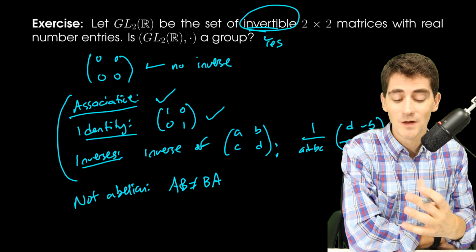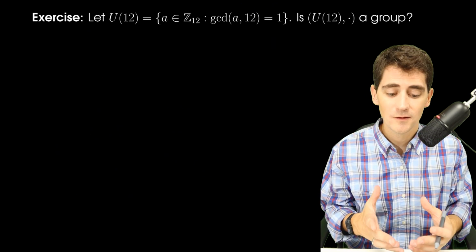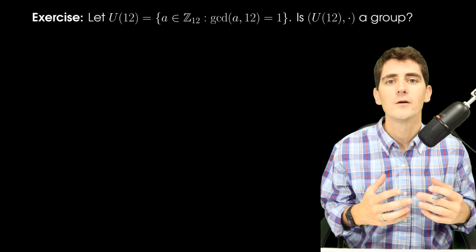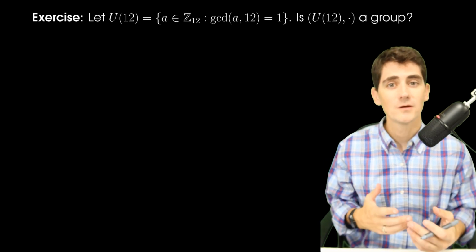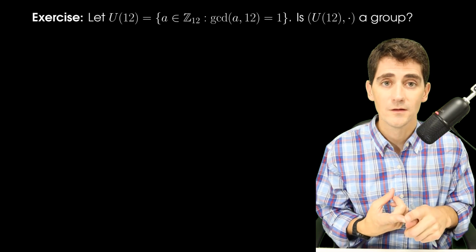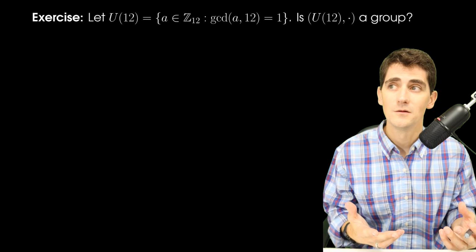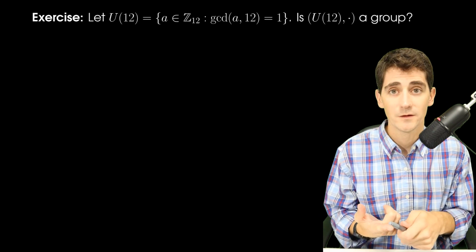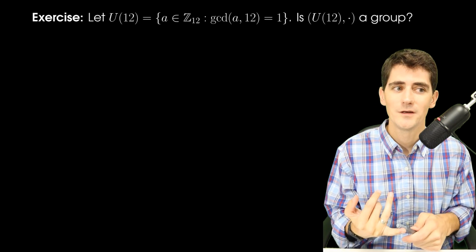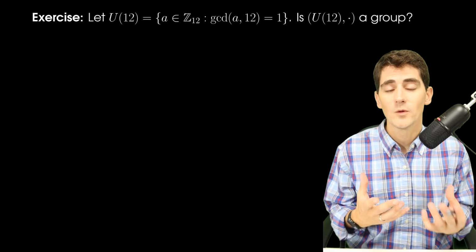All right, let's look at another example. Now I have a weird set that I call U12, and this is the set of things in Z12 that have greatest common divisor with 12 to be 1. And I want to know, is this a group under multiplication? Now in general, things like Z4 with multiplication is not a group because, well, you have the 0, so we need to throw 0 out. But even then, some elements like 2 have no inverse because 2 times 0 is 0, 2 times 1 is 2, 2 times 2 is 0, and 2 times 3 is 2 again. So 2 has no inverse.